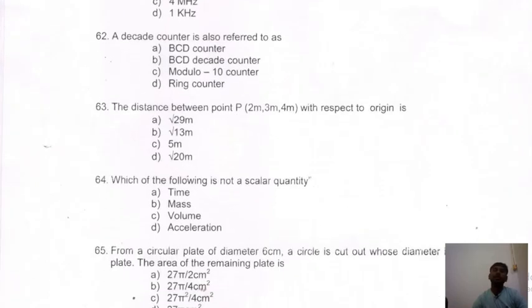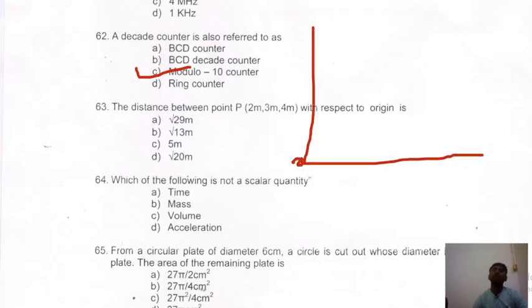Next, 62. A decade counter is always known as a modulo 10 counter. Decade counter means mode 10 counter, means modulo 10 counter. Okay, so option C.